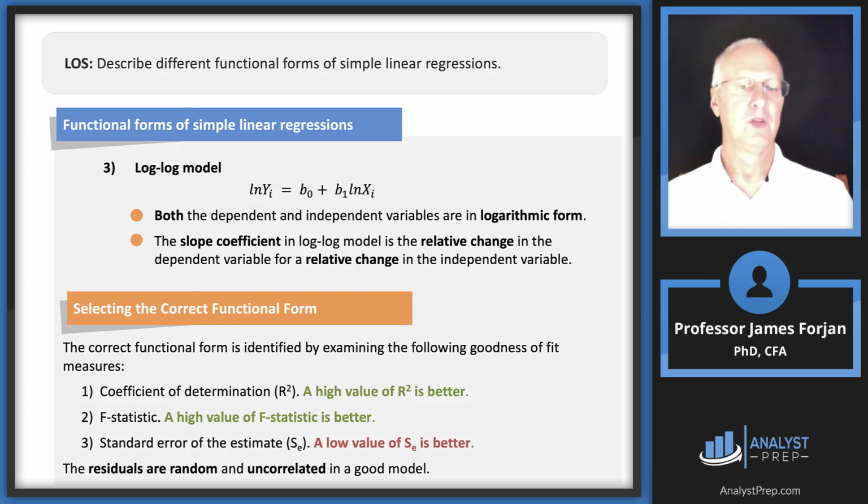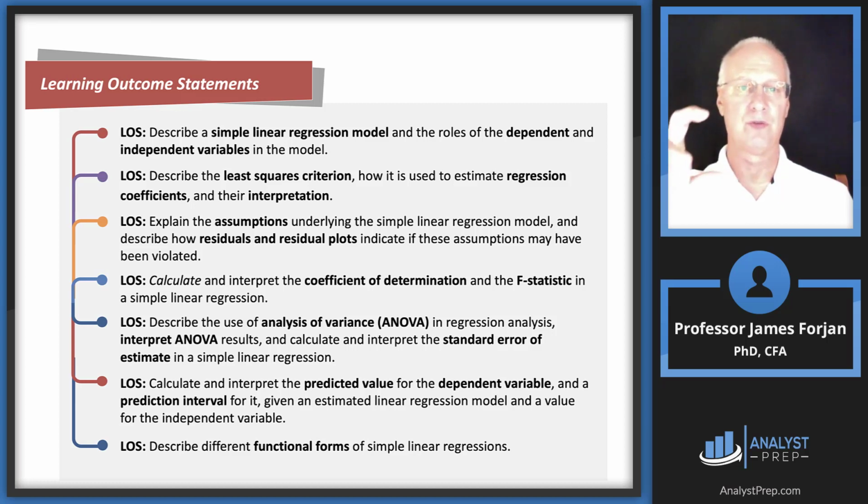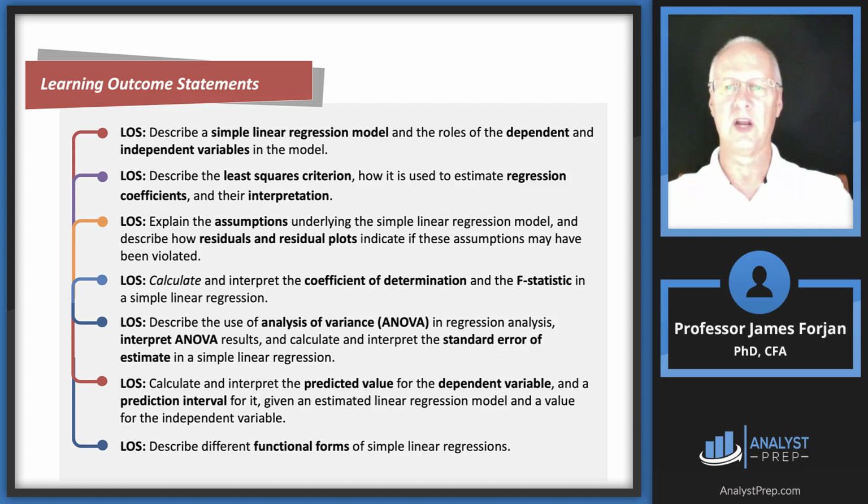All right, so how do you select among these? High R-squareds are better, a high F-statistic is better, and the standard error of the estimate should be low. And I think that takes us through all of the LOSs. Look, if you know those first three, the describe LOSs and then the assumptions, then the rest of these things kind of make sense, but don't eliminate any of these LOSs from your studies.